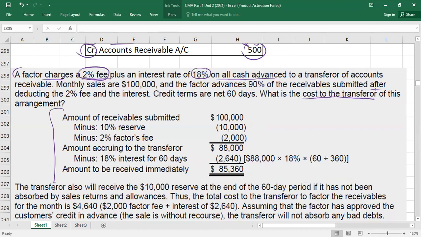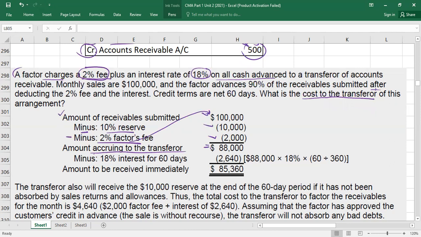This is the process which you have to follow in your exam also. First of all, you will take the amount of receivables submitted. It is $100,000. You will deduct 10% reserves, which is $10,000, because he is giving you 90% and keeping 10%, which he will pay us in future. Then we will deduct the 2% factor fee, because this fee will always be applicable on receivables value, which will be 2,000. Deduct. And this is the amount accruing to the transferor: 88,000.